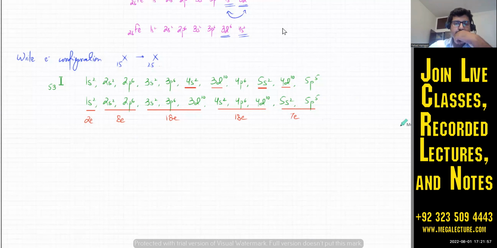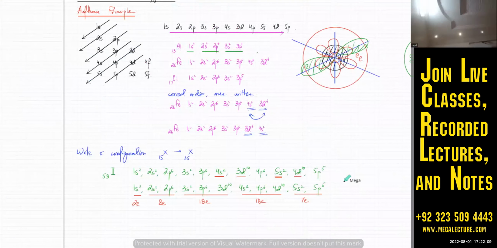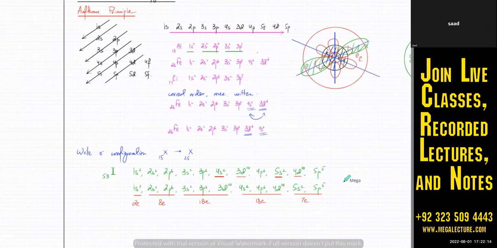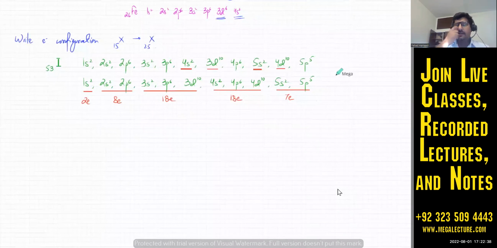Let's do another example, and you'll start noticing some similarities now. Basically, for electronic configuration, all you have to do is just follow this table. Okay, writing electronic configuration, this part is done.